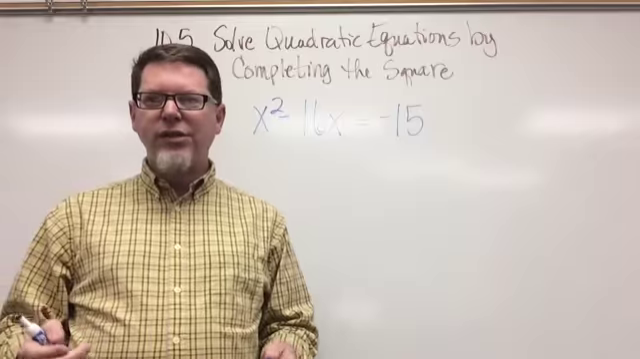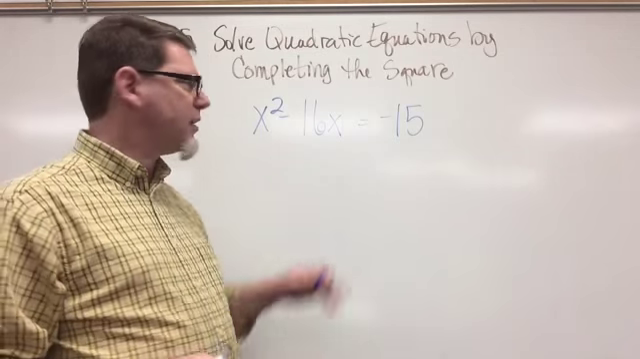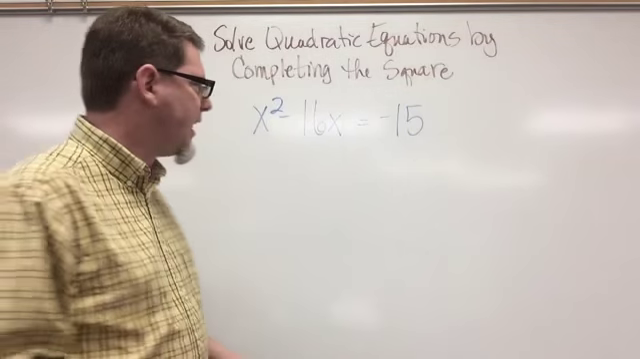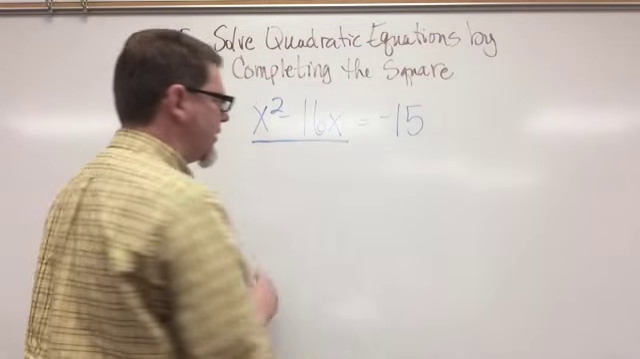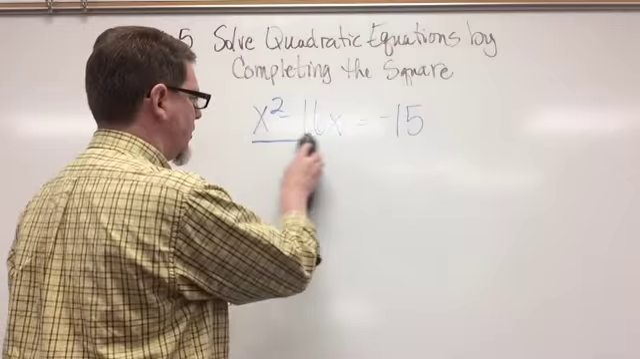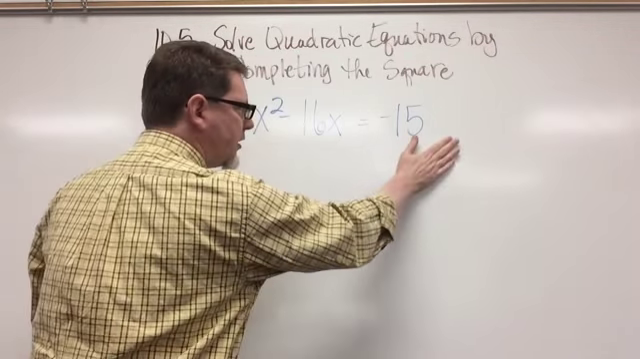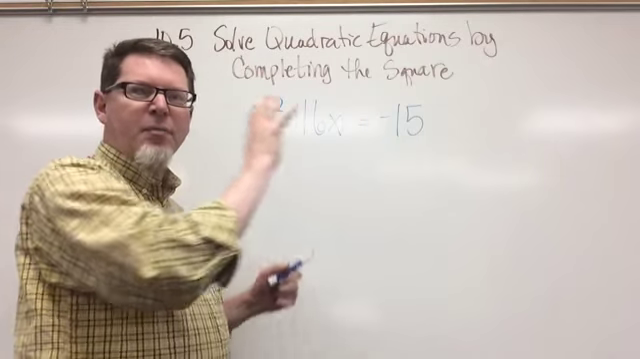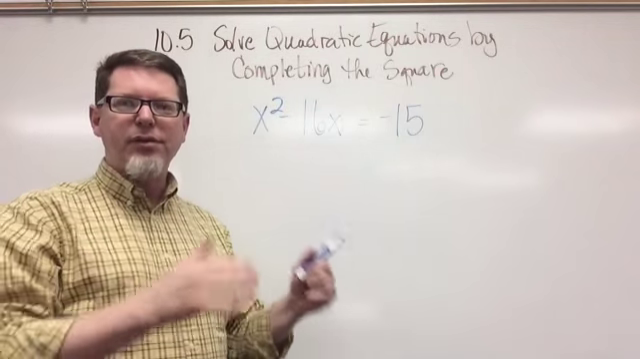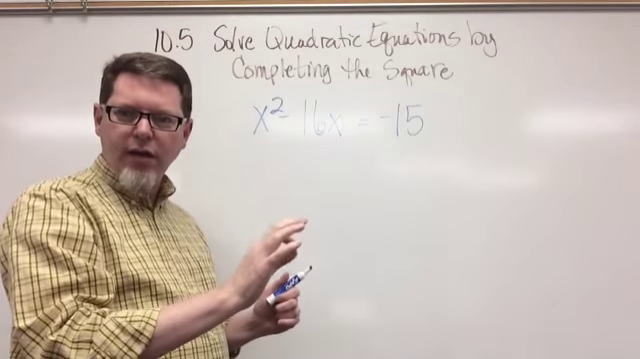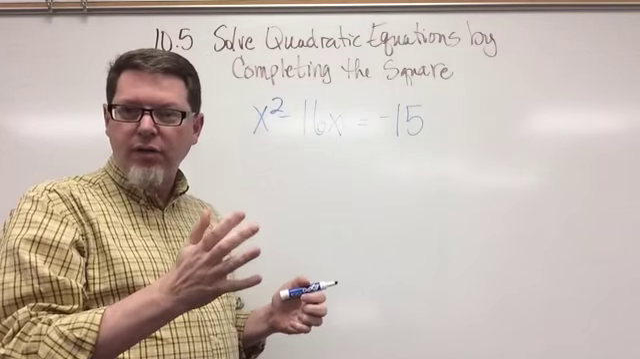So the next one we're going to look at is x squared minus 16x equals negative 15. Well, in order to solve this, I've got to complete the square for this side. I guess I probably shouldn't underline it, you don't really need to. But I need to complete the square of this part. The negative 15 is going to stay there, but I'm going to add something to both sides of my equation that gives me a completed square as a trinomial.